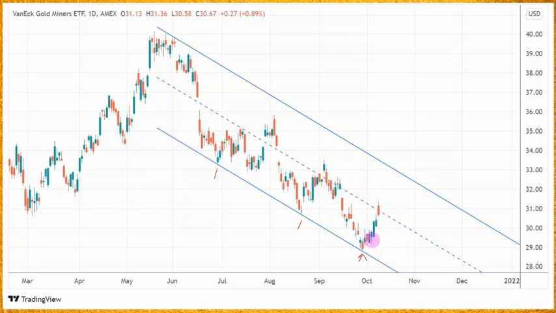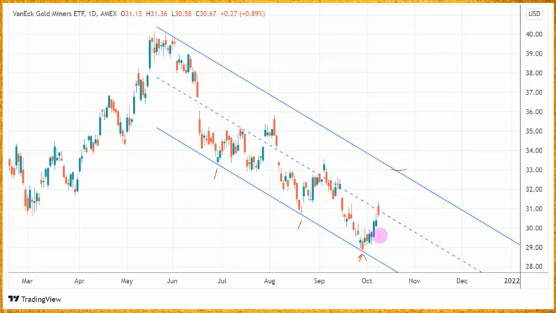And the question is, how low? Are we going to take out this low? If we do, then the next target's 27.28. But while we're still in this downtrend, what we really need is to break out above 33 before we can start thinking that the trend has changed. Is this the bottom? It's too early to say.